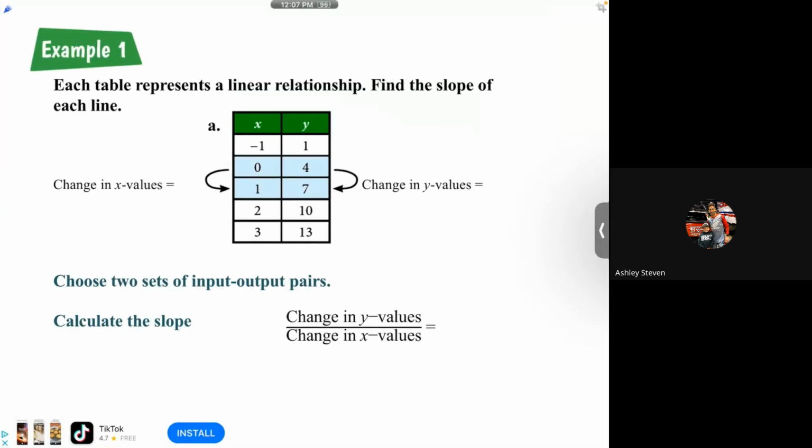What is the change in y? I was at 0. I'm at 1 now. Not a trick question. How do I get from 0 to 1? I add 1. All right, how do I get from 4 to 7?